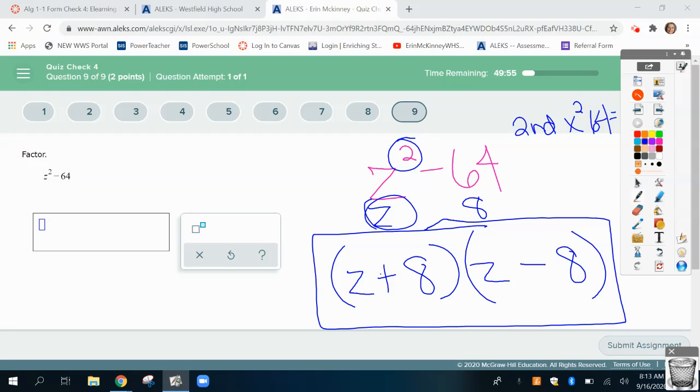When you are finished with your quiz, you need to be uploading your work. So you're going to have to take a picture and upload your work for me to use that to grade it when I grade your quiz.